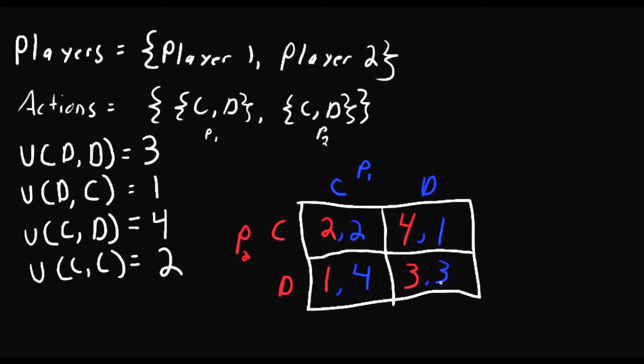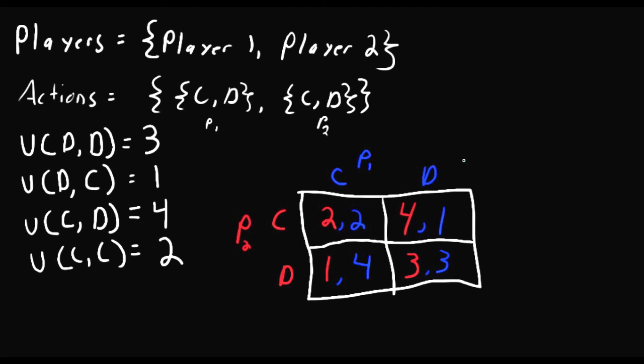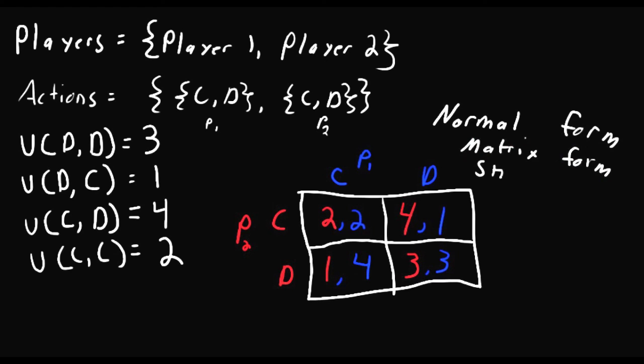Okay, so what we've shown is how to represent this scenario called the prisoner's dilemma in what is known as the normal form game, or sometimes you might hear it called a matrix game. So we'll write this out: normal form, matrix form, and sometimes you'll just hear it called strategic form. In the next lesson, we're going to learn how to actually solve this game via a solution concept called the Nash equilibrium.